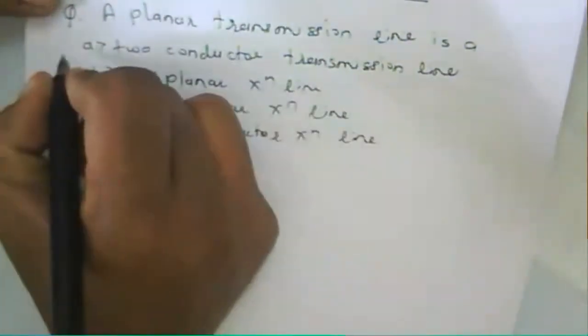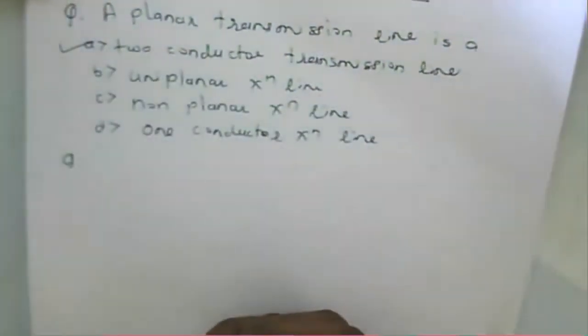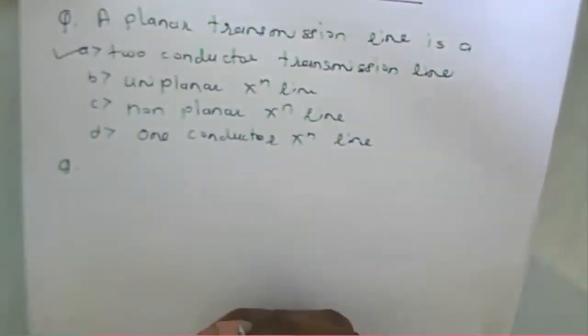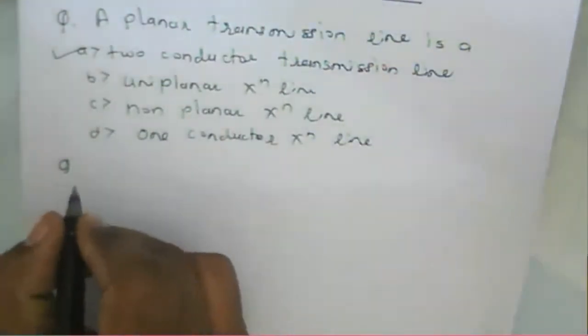Okay, now the answer is B? No, it is about a two conductor planar transmission line. It is about a two conductor transmission line. Thank you. Next question.